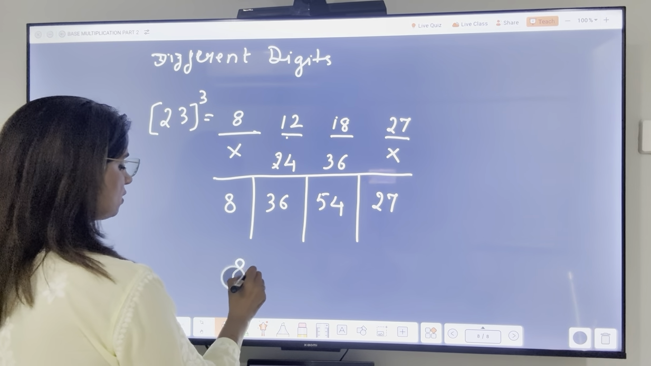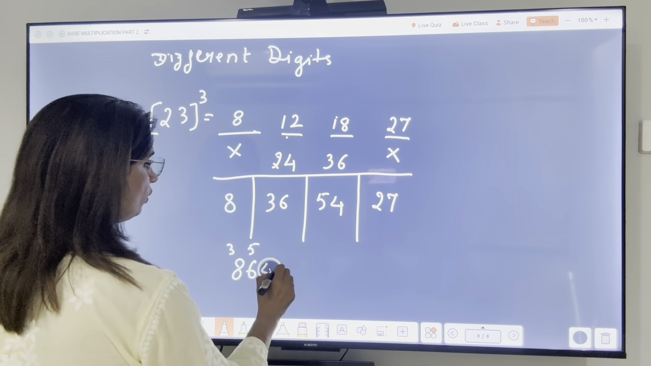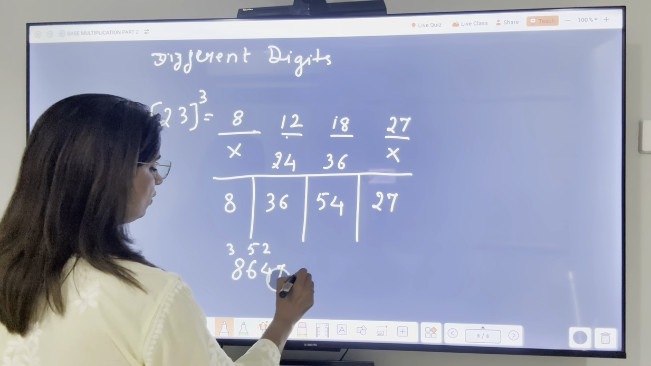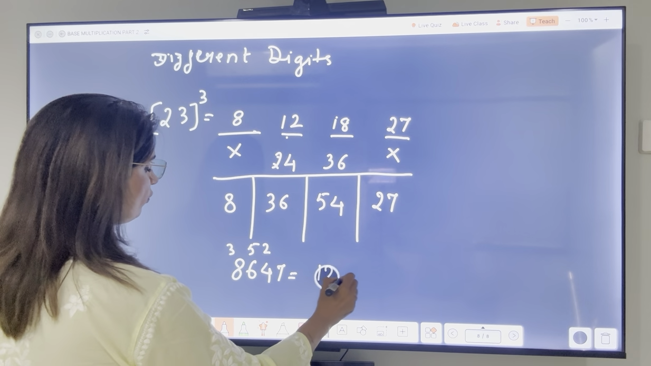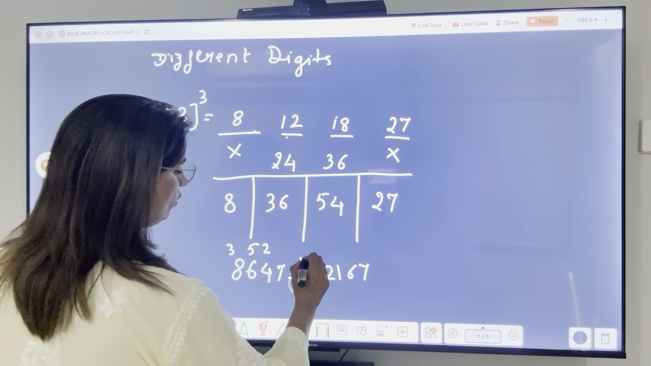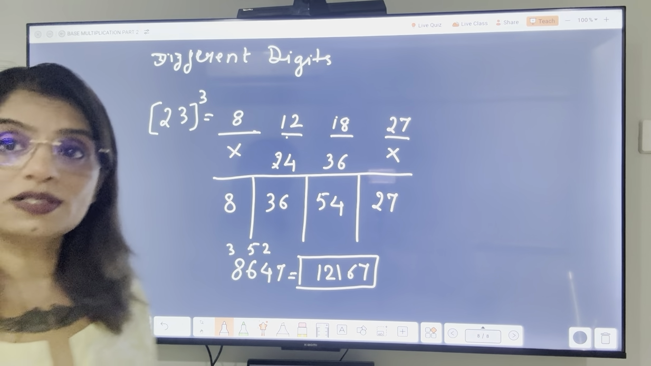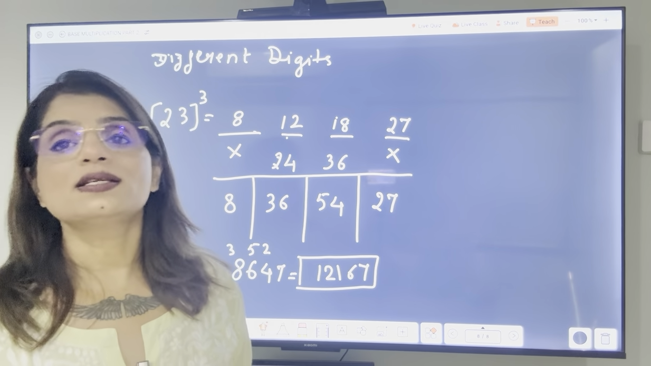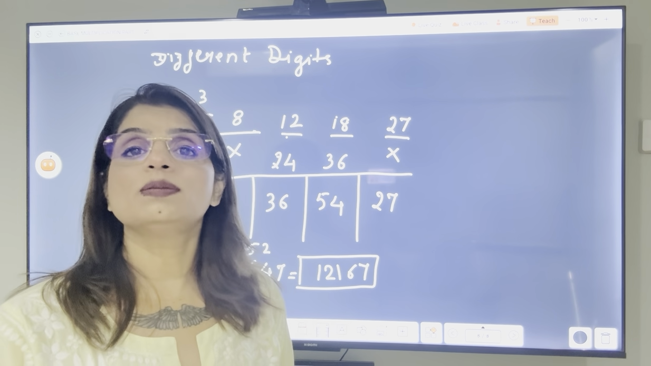Now you have 8, 36 carry over, 54 carry over, 27 to carry over, and then 8 plus 3 is 11, 11 plus 1 is 12, and then you have a 1, a 6, and a 7. So 1 2 1 6 7. This is your answer. Try to take different numbers. Try to see if you can cube them. This is a very, very easy method to cube numbers. If you practice, you will become the master of it.